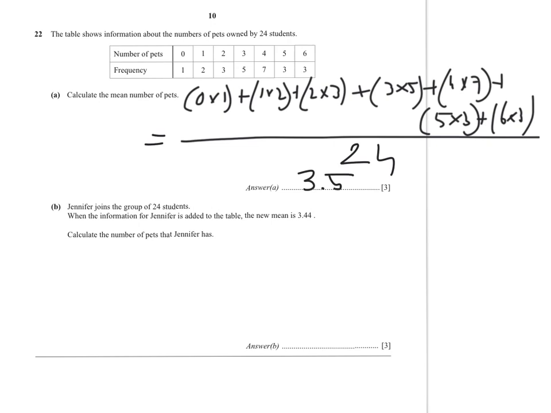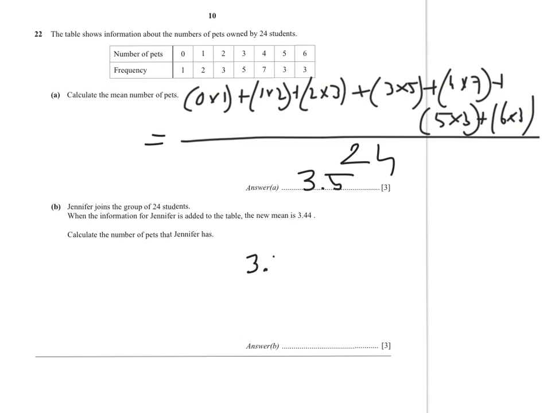That's the mean average. Jennifer joins the group of 24 students, and when the information for Jennifer is added to the table, the new mean is 3.44. So it goes down a little bit. Calculate the number of pets that Jennifer has. Okay, so the new mean, so it was 3.5.